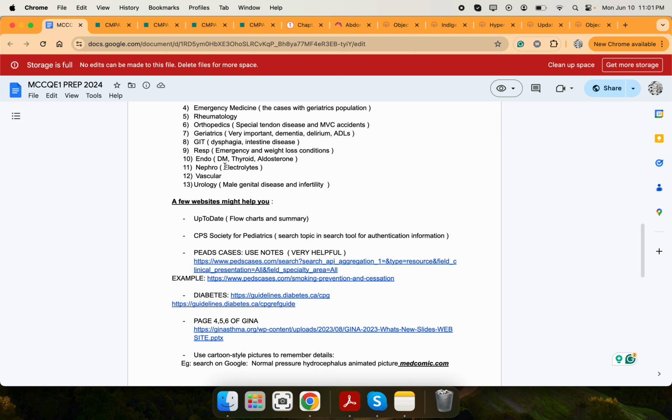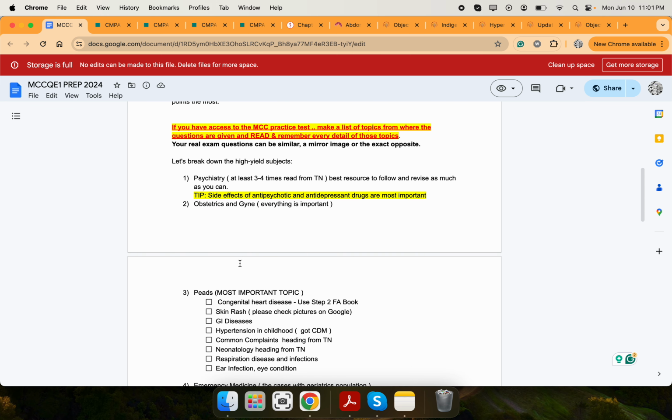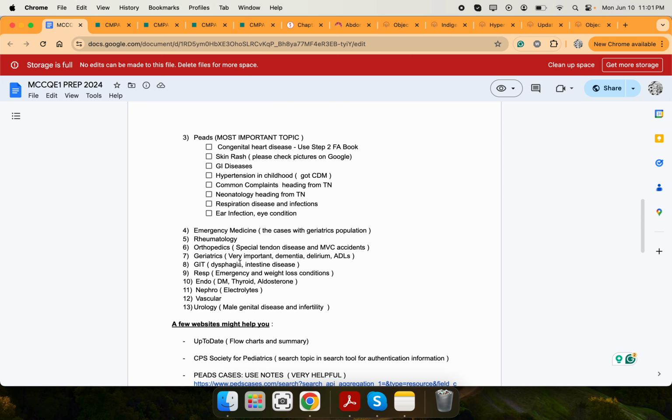Vascular, PAD and edema and everything, yes. Urology, male genital diseases, infertility is very important, not just females but also the males. This is not something where I would say don't read anything other than that, but these are the things I have seen and experienced as very important from an exam point of view. I would highly recommend strengthening these points before you sit in the exam.